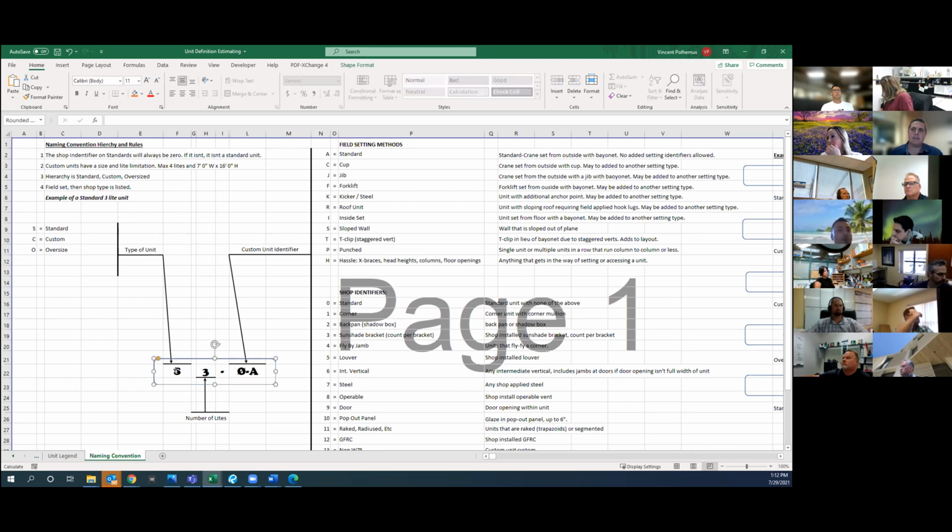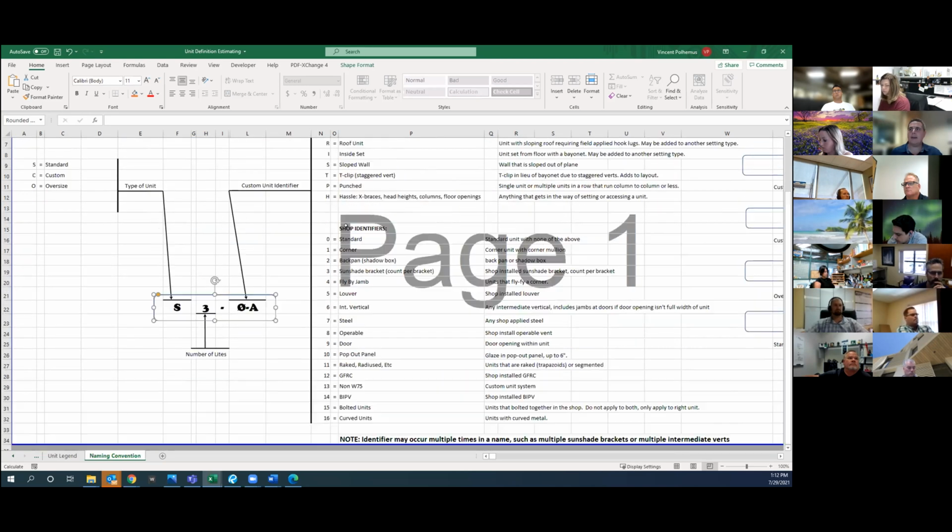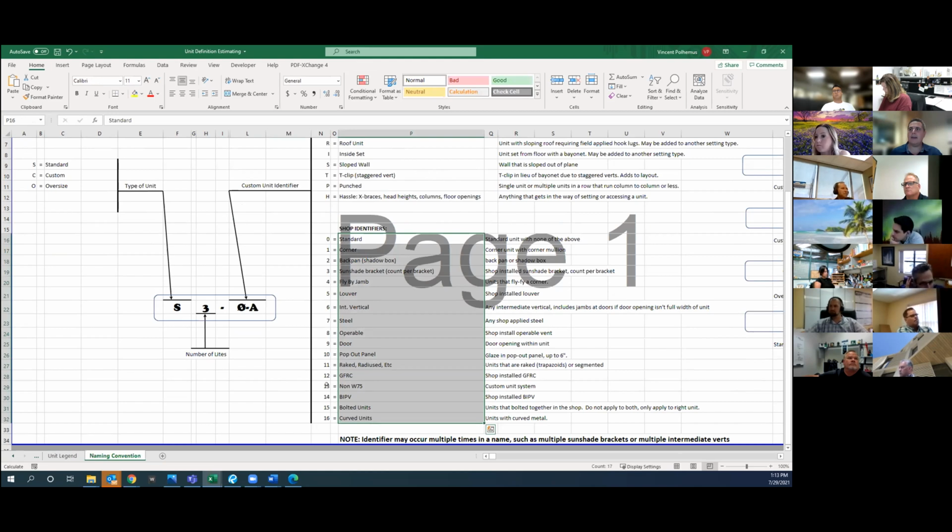It has a first letter, which tells us the type of unit, and the 3 types are standard, custom, and oversized. It was followed by a number that told us the number of lights that were in that unit. And then it was ended with our identifiers, our shop and field identifiers that tell us if there was anything different or custom on that unit. So here we have, just focusing on things in the shop, our list of all of our custom attributes. So a standard unit is any unit that does not have one of these custom attributes.